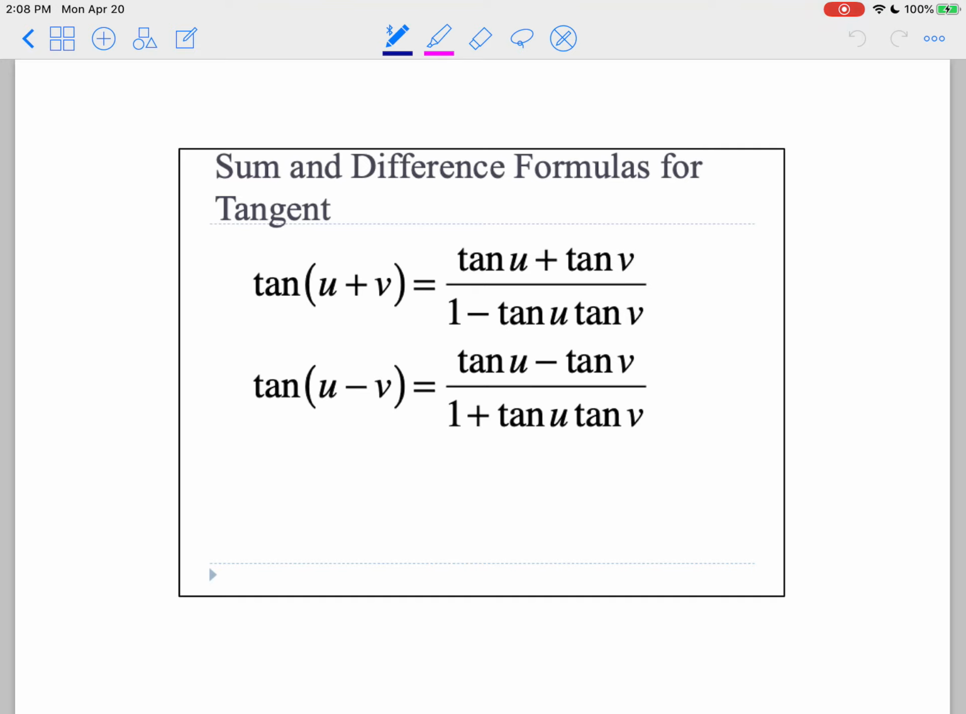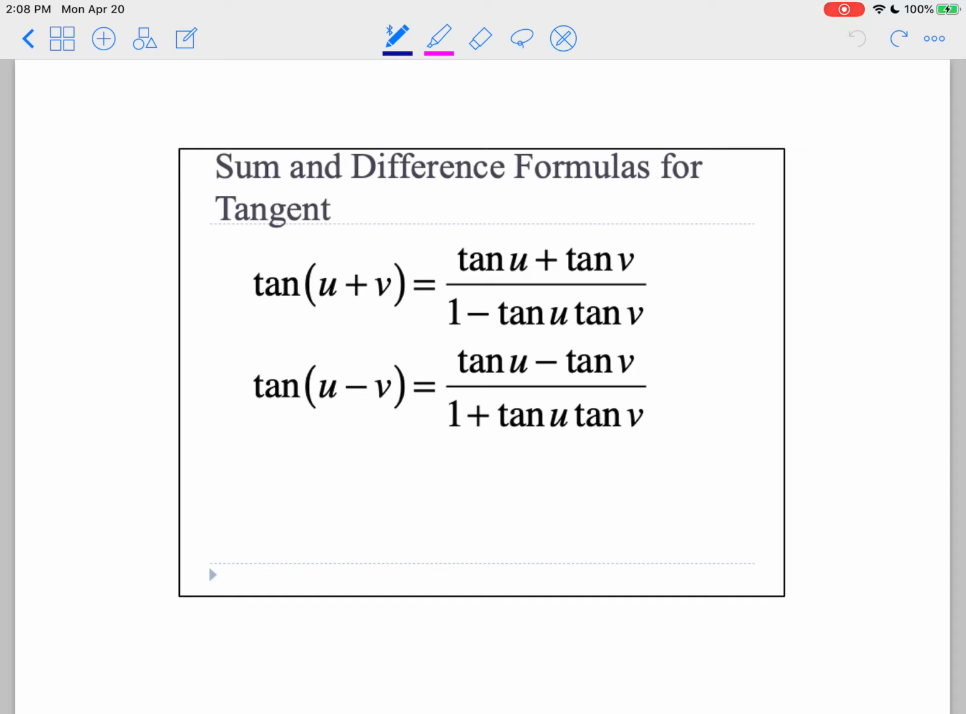And there's also a sum formula for tangent, and we can derive that using that same subtracting a negative v thing. Tangent's an odd function, and so that's how this gets switched from a negative sign to a plus sign, and that's how this gets switched from a plus to a negative. Okay?